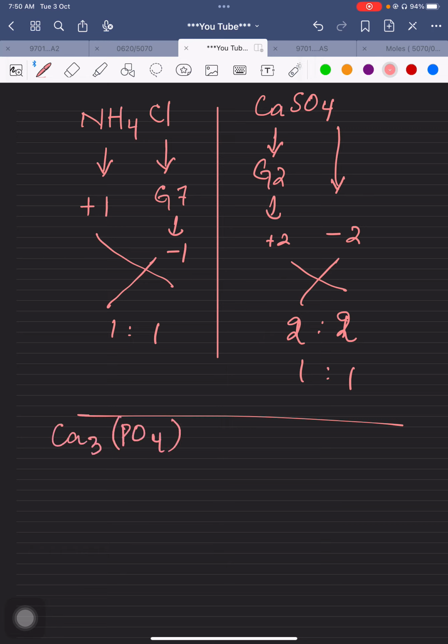Ca3(PO4)2. Why is the formula like that? What is the name of this compound? Calcium phosphate. Calcium is a part of group number 2. It has a charge of +2, whereas phosphate is a radical. It has a charge of -3. So it is 3 and 2. So calcium will come 3 times, whereas phosphate will come 2 times.